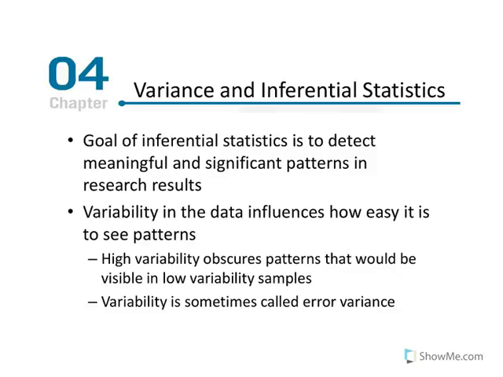Variability in the data influences how easy it is to see patterns. High variability obscures and makes it harder to see these differences, and low variability makes it easier to see them. Variability is sometimes referred to as error variance. When there's great variability and the differences between groups are not easy to detect, that's sometimes referred to as error variance: changes that are simply due to chance and reflective of the original variance that existed before we exposed these groups to different conditions of the independent variable.